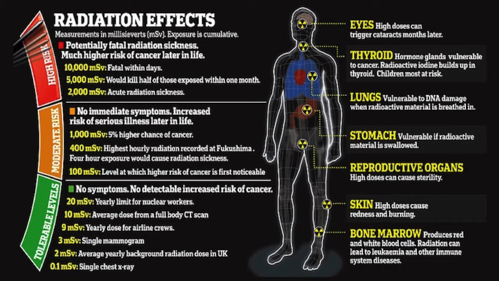On your left, you can see 0.1 millisieverts is equal to a single chest X-ray, and 2 millisieverts is the average yearly background radiation dose we receive from the soil and the environment. It is said for the UK, but it is around that. This is in the tolerable levels. When you climb up, you can see 3 millisieverts for a single mammogram, and around 10 millisieverts is the average dose from a full body CT scan. So we have to take care with this kind of thing.